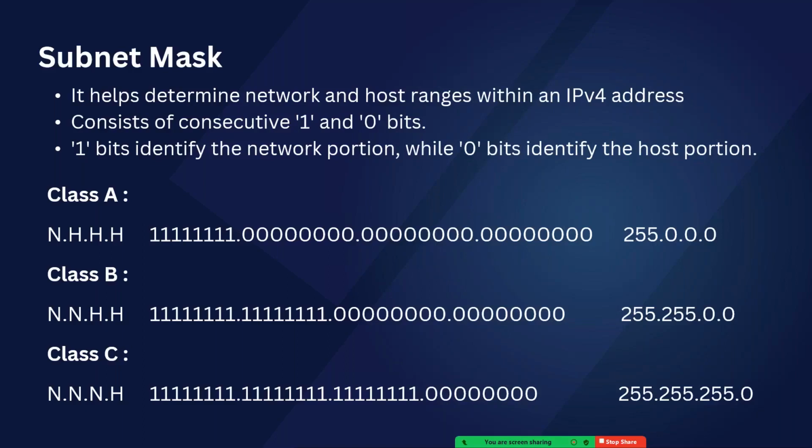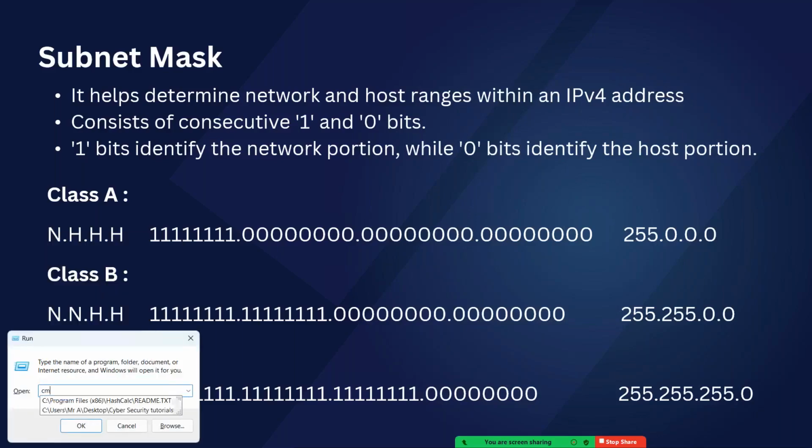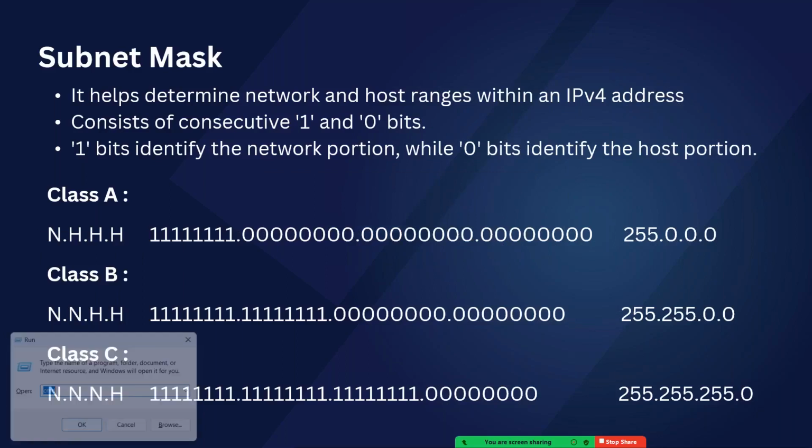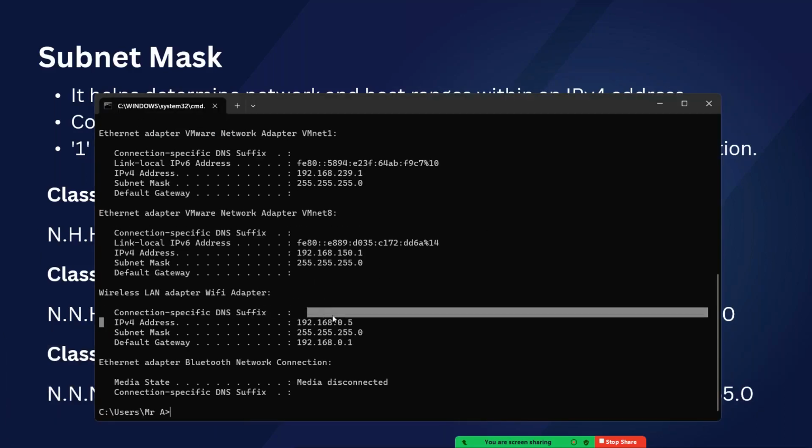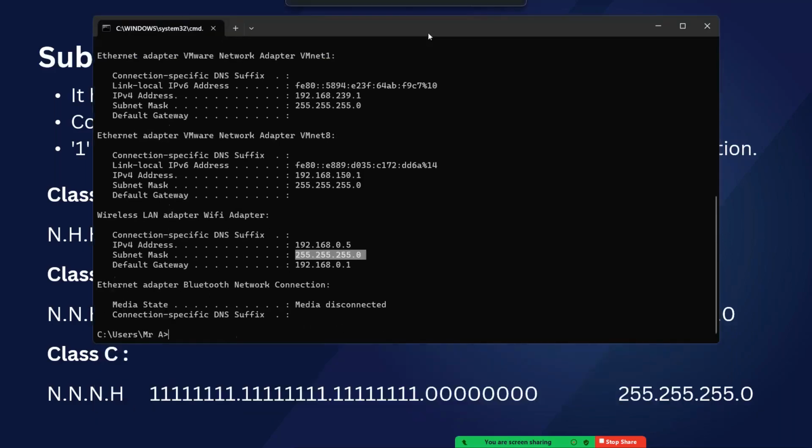And finally, when you talk about class C, it has 3 network portions and 1 host portion. So all 1s in the first 3 portions and all 0s in the last portion. So the subnet mask is 255.255.255.0. So if you notice over here in my command prompt, if I type ipconfig, I get the IP address information. And just below that, I see something called subnet mask. So this IP 192.168.0.5 belongs to class C. And that is the same exact thing denoted over here, 255.255.255.0. That belongs for class C.